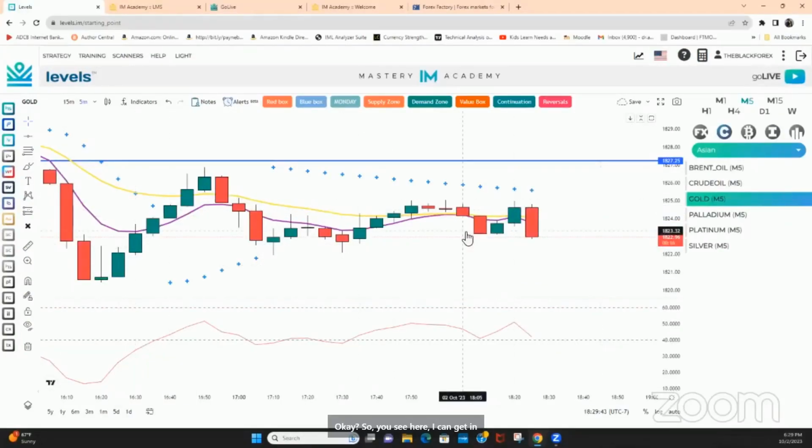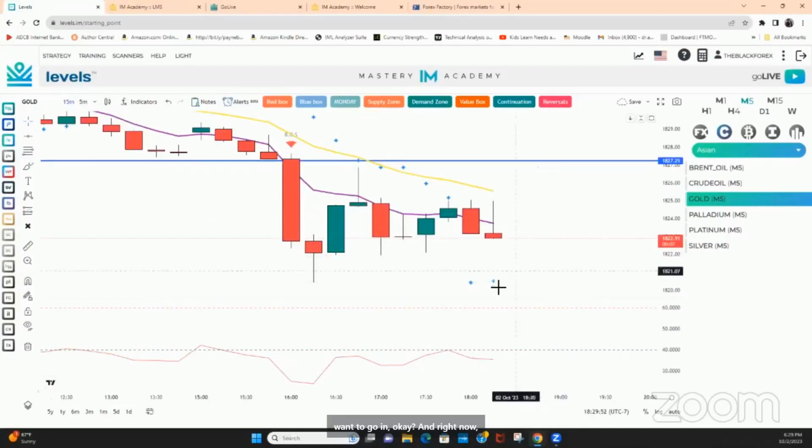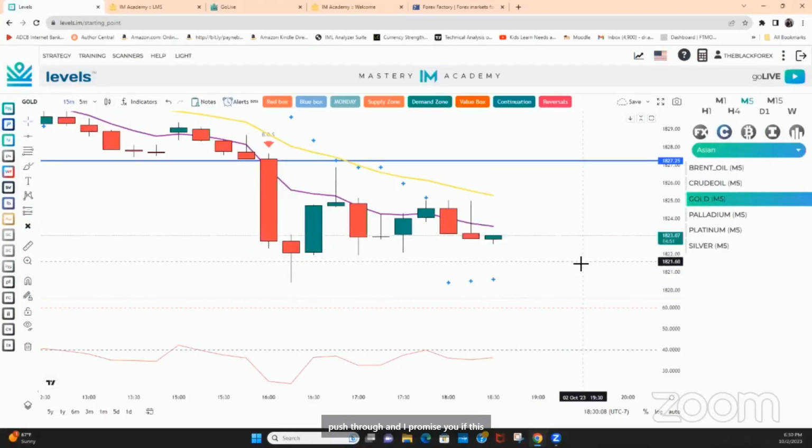So you see here, I could get in this for a sale and I can hold it until a plus comes in the direction that I want to go in. And right now you got pluses here on the 15-minute chart. So you got to wait. That's why I said I'm waiting for a red candle on gold. It has to push through, but it can't be a plus here. We don't get in when there's a plus there. It has to push through. And I promise you, if this thing pushed through, I'm getting in and I'm holding it till Thursday. I can assure you that's what I'm going to do.